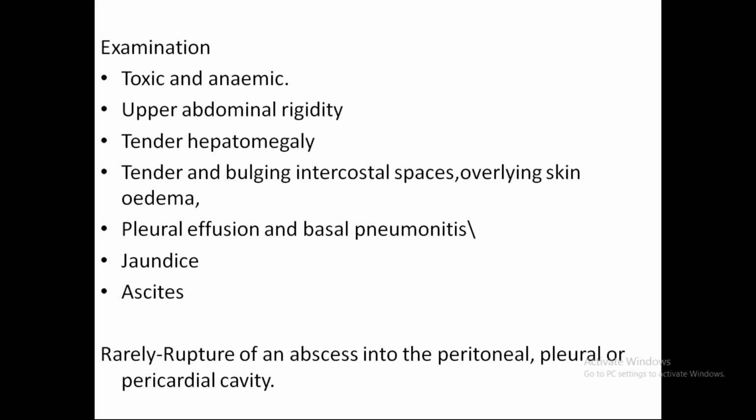On examination: toxic appearance, anemia, upper abdominal rigidity, tender hepatomegaly, tender and bulging intercostal spaces, overlying skin edema, pleural effusion and basal pneumonitis, jaundice, ascites. This abscess can also rupture, into the peritoneal, pleural, or pericardial cavity. If it occurs in the peritoneal cavity, it is an acute abdomen. We have to go for exploratory laparotomy, clear the abscess, put a drain and come out.